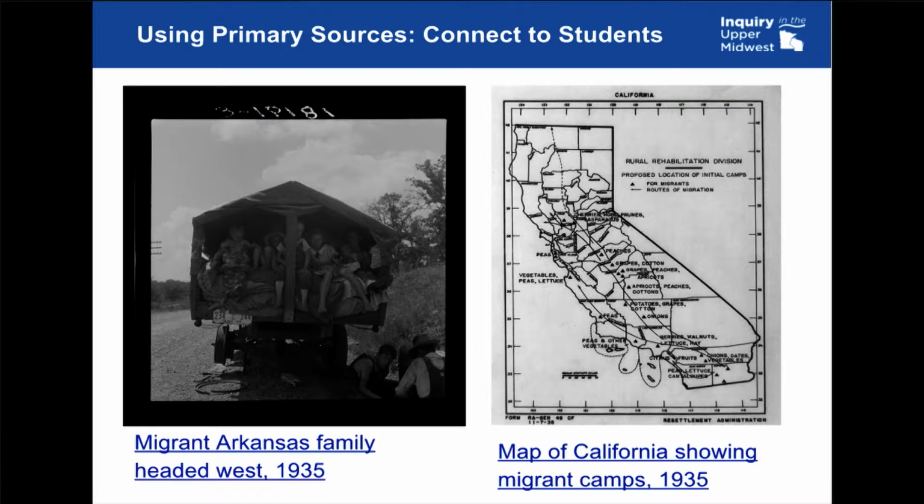So you can look at this picture of the Arkansas family and think, well, they're headed west. Is this what they're headed west for? And what was grown in these different places? And you can talk about the geography of California, the agriculture of California, and why so many people were headed out that way.